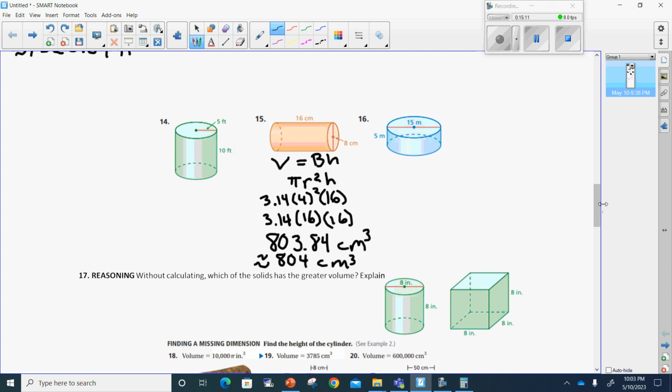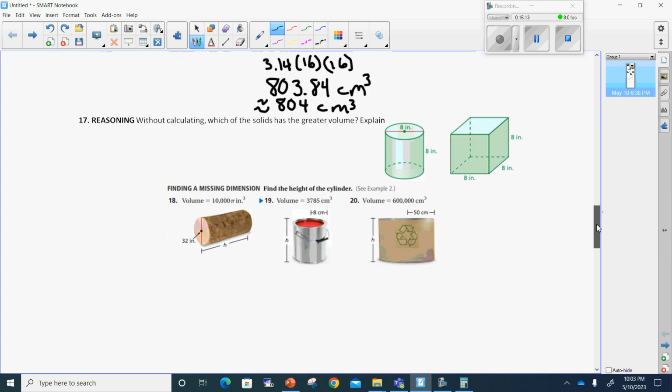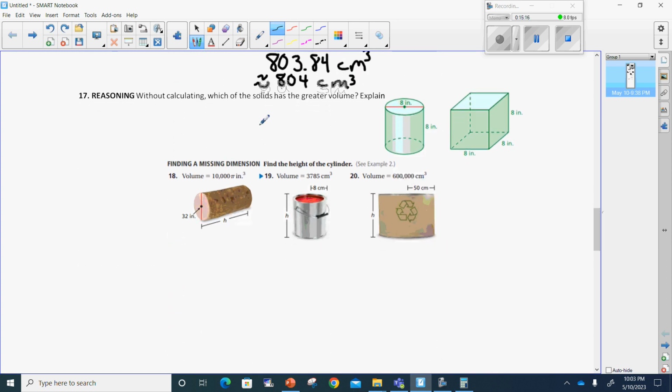All right, let's go to number 17. 8 or 16 was yours. 17 says, without calculating, which of the solids has a greater volume? Well, I know this one's going to be length times width times height. Remember, it says without calculating, right? So no matter what number it is, we're multiplying the same number altogether, right? That's going to be the same number cubed. Over here, we're taking pi r squared, multiplying it to the height.